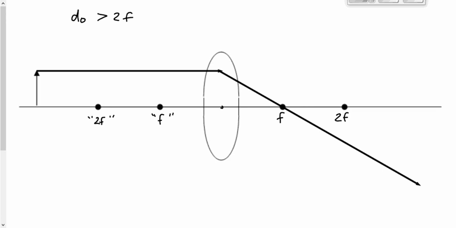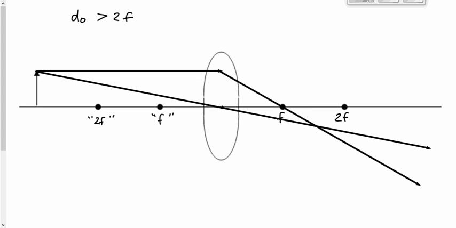So the first ray is always going to go from the top of the object parallel to the principal axis. The second ray that I'm going to draw is always going to be from the top of the object down through the optical center. Now, where's that going to go? It actually ends up going straight through the optical center. So you should get two rays that look like this. There are millions of rays. There are two that I've drawn. That's enough to predict what the image of this object is going to look like.